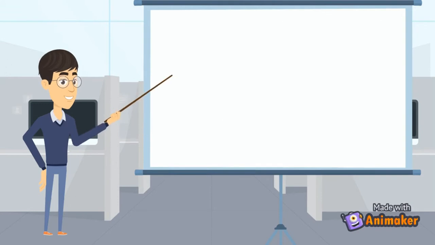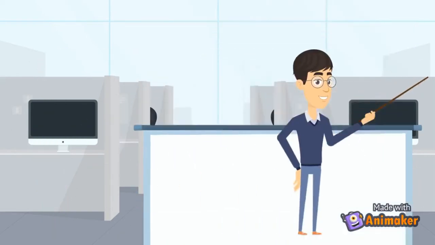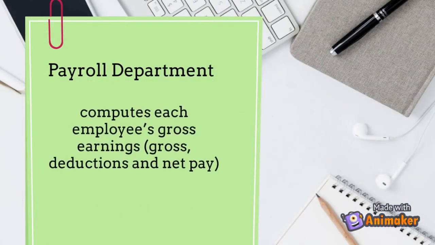For familiarity, the head of both departments show Eugene what an employee's time ticket and payroll look like. The time ticket shows the starting and stopping time, hours completed and hourly rate on each job. The image shown is an example of an employee's time ticket. The payroll department is the one who computes employees' gross and net earnings.